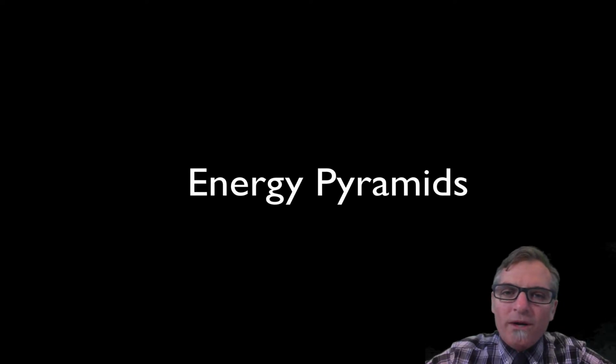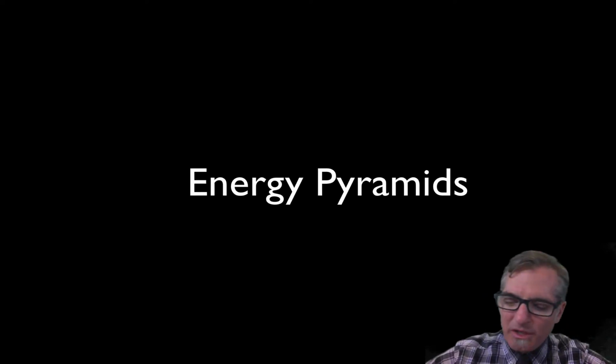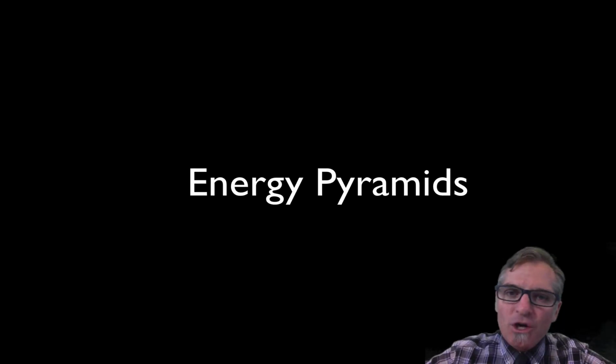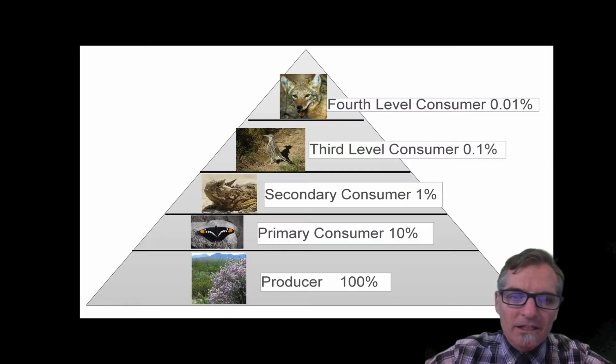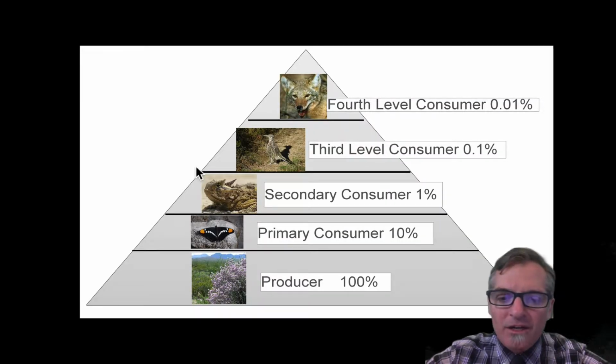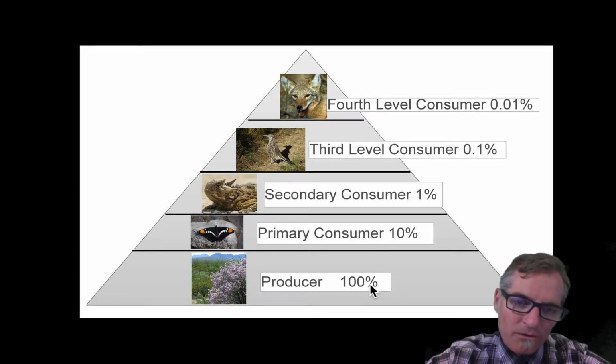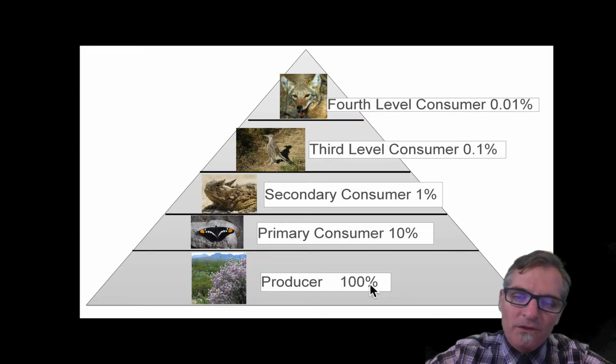I wanted to do a quick review on energy pyramids. So again, remember, energy pyramids show how much energy is at each feeding or each trophic level. So for instance, right here, you can see at the very bottom we have the producers, plants. There's 100% energy stored in their chemical bonds through photosynthesis. They've stored it in the molecule of glucose.